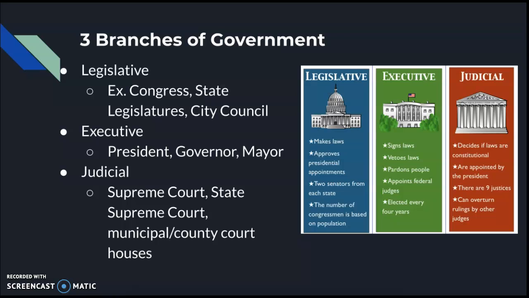Now, like I said before, our government specifically has three different branches. We have the legislative, an example of that would be our Congress, that would be our Senate and House of Representatives. At the state level, we have the state legislature, and at the city or county level, we have city council. The executive branch consists of, for example, the president, a state governor, or a city mayor. And we have the judicial, which is the Supreme Court of the United States, state Supreme Courts, and our local municipal and county courthouses. We'll go into more detail into each one of these as the quarter goes on.